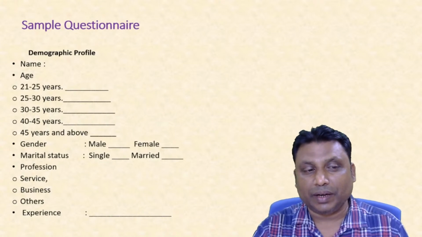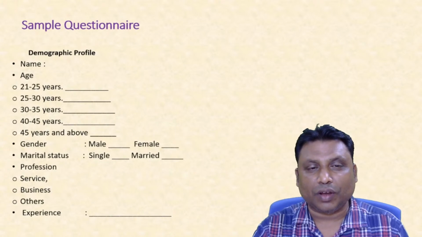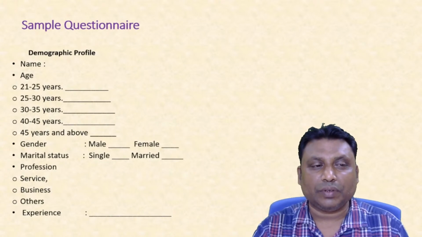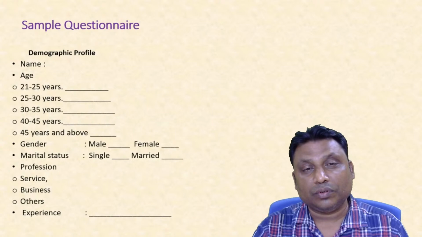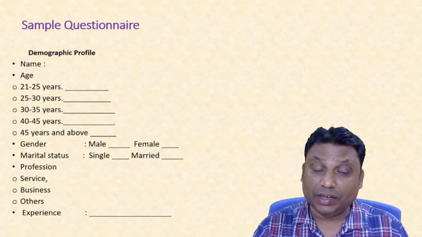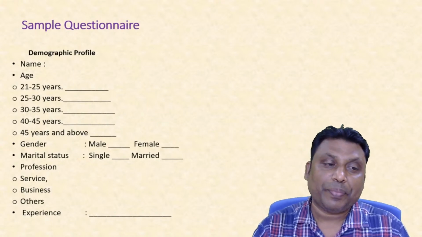So in your age group, what happened? Now you have like 1, 2, 3, 4, 5. I'm writing 21 to 25 years, 25 to 30 years, 30 to 35 years, 40 to 45 years, 45 years and above. You can put 5 to 10, 10 to 15, 15 to 20, 20 to 30, more than 30. So like this, accordingly, you have to put your questionnaires.